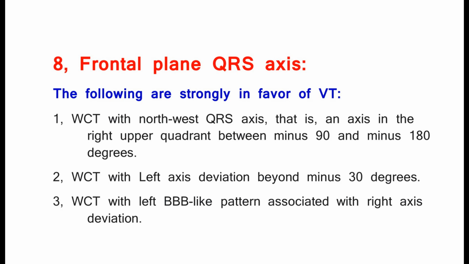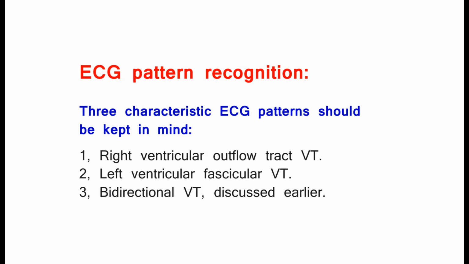1. WCT with northwest QRS axis, that is, an axis in the right upper quadrant between -90 and -180 degrees. 2. WCT with left axis deviation beyond -30 degrees. 3. WCT with left BBB-like pattern associated with right axis deviation. ECG pattern recognition. 3 characteristic ECG patterns should be kept in mind.